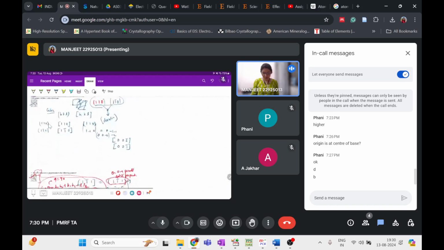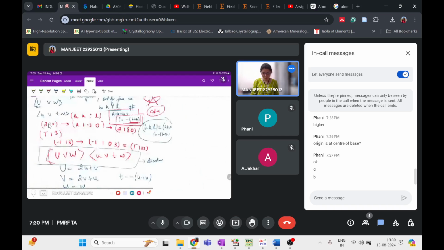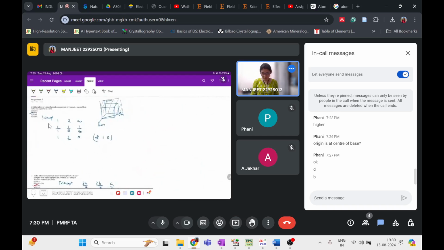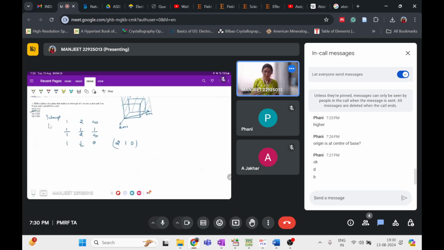Okay, so any doubt in any question, so that we can discuss it? We have time. I think you joined late, so we can discuss question number 1 and 2, the Miller indices of the plane.